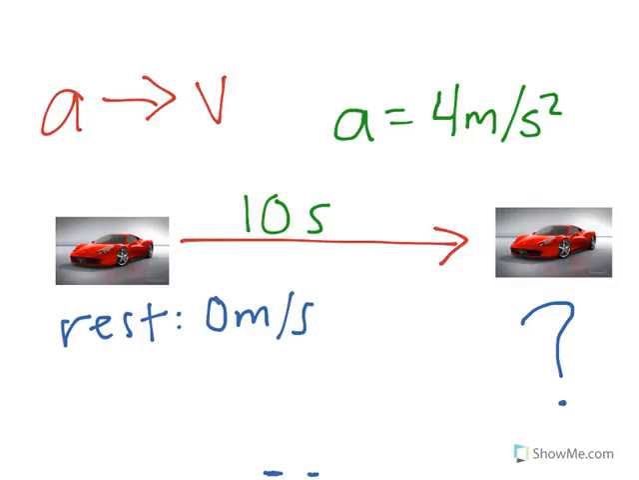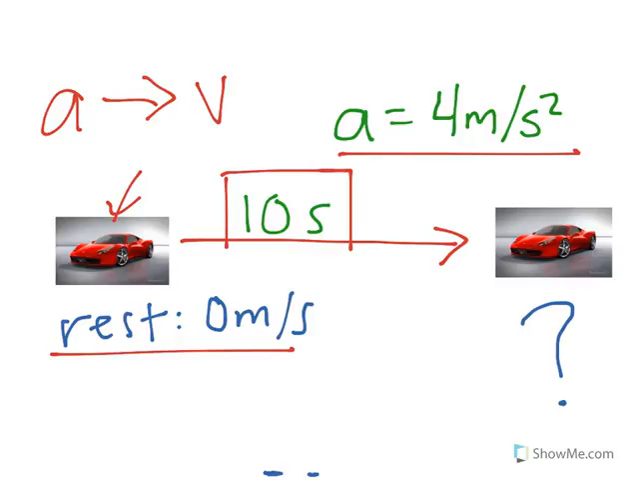Let's work with an acceleration in a slightly different way. Here I'll give you an acceleration, 4 meters per second squared, at which our Ferrari is moving. Let's say our car undergoes this acceleration for 10 seconds. If it starts at rest, 0 meters per second, what is its final velocity?